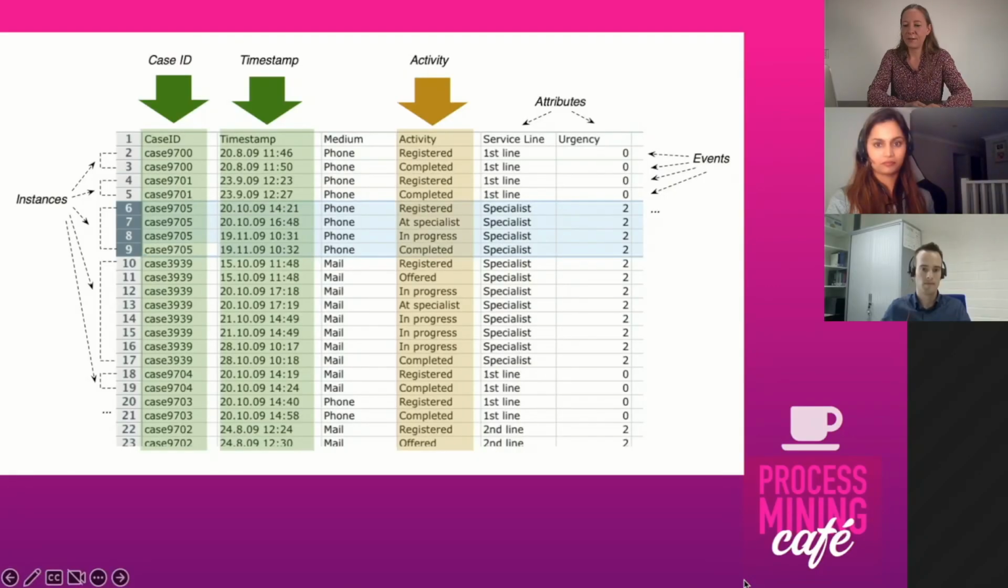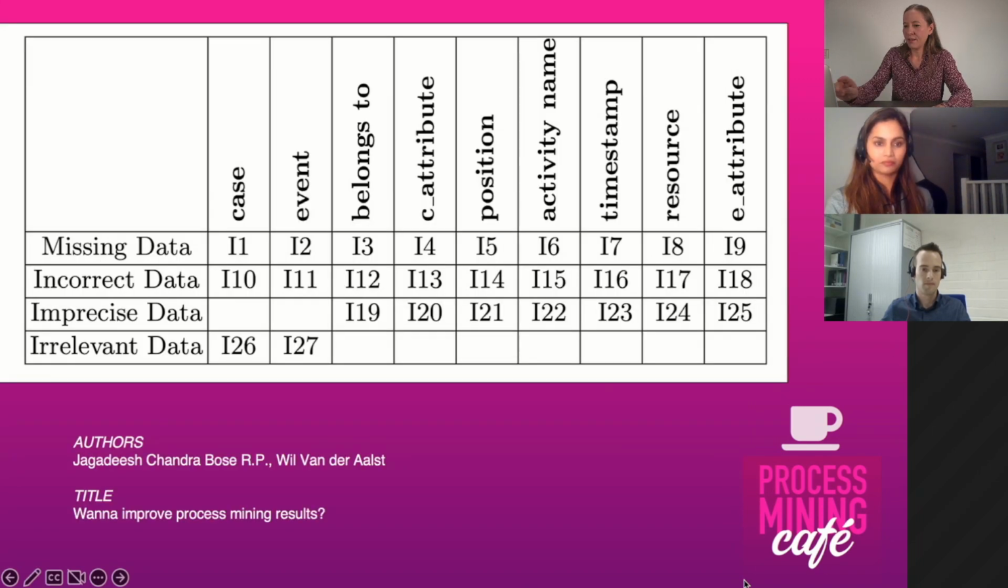So let's maybe start with the first categorization of process mining problems from a research perspective. That was by a paper by J.C. Bose and Wil van der Aalst, and they categorized, let me bring that up here. Yes, so there it is. They categorized it in different groups, like missing data, incorrect data, imprecise, and irrelevant data. And you can see the difference, right? For example, missing means that something isn't there. So if for a particular event we don't have a timestamp, then we don't know when it happened.